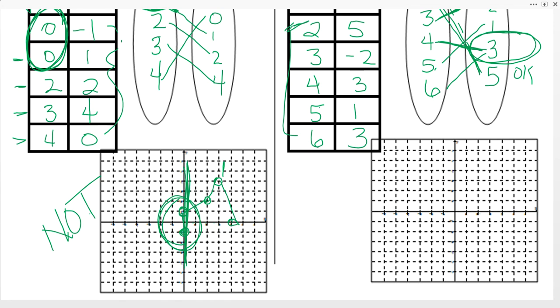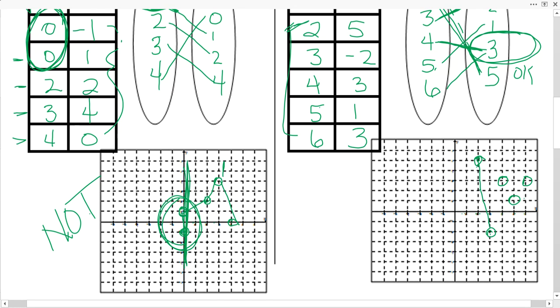Let's graph our other one. We have 2, 5. 3, -2. 4, 3. 5, 1. 6, 3.